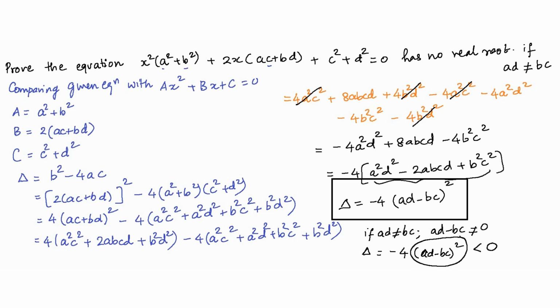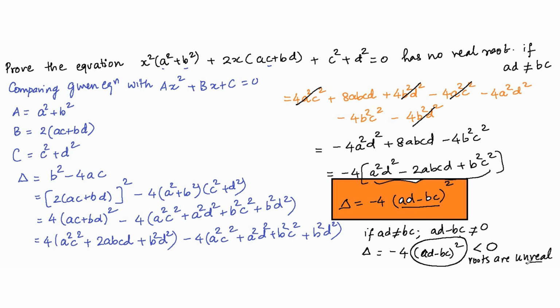Let me repeat the last part again. I reached the conclusion that the discriminant is given by minus 4 times AD minus BC the whole square. Right? This was the conclusion that I reached. Now, if you notice, if AD is not equal to BC, then the term inside the square, the term that I'm underlining right now, will not be 0. If it is not 0, then this square part is going to be a positive number. So negative 4 multiplied by a positive number will result in a negative number. So the discriminant is going to be less than 0, which implies that the roots are unreal.